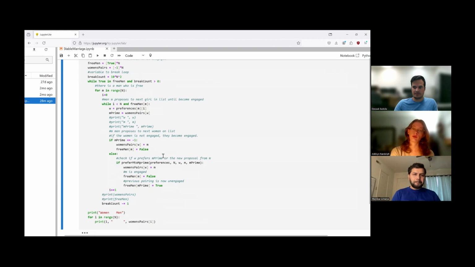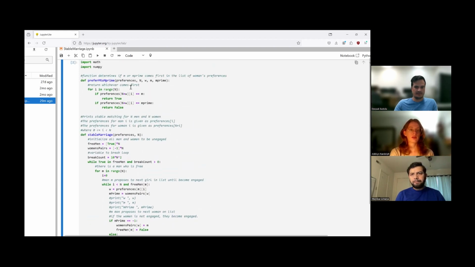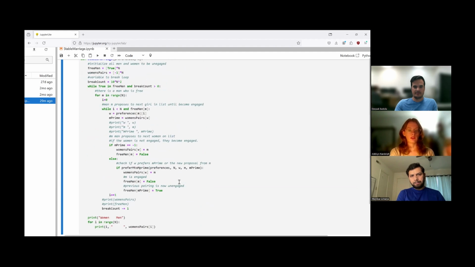Otherwise, if she has already been engaged, then we look to see who she prefers. So that's the prefer M to M prime, that's this code up here. All this does is it goes through her list of preferences, and whichever man we come across first would be the one she prefers. So if we come across M first, she prefers M. If we come across M prime first, then she prefers M prime. So we see who she prefers.